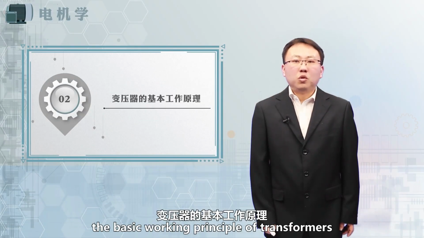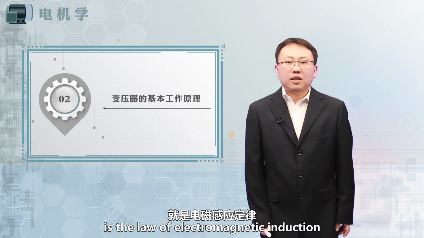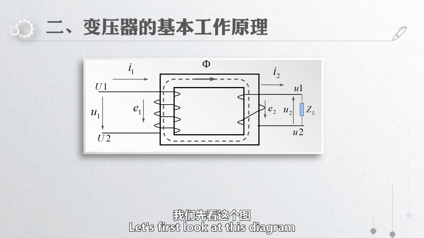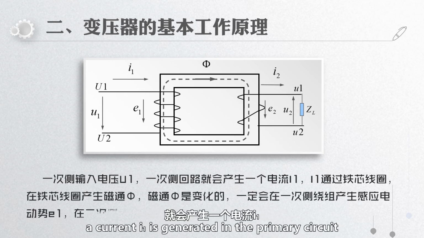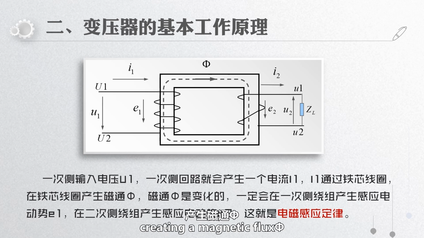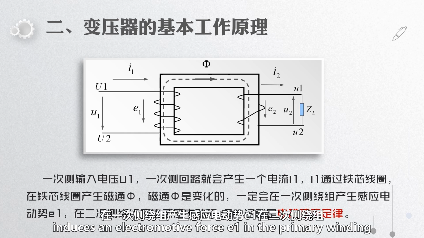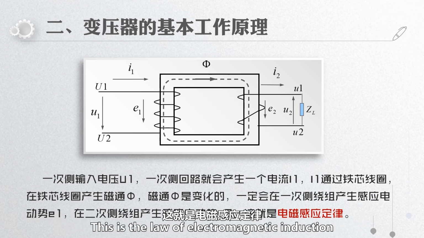Next, let's look at the basic working principle of transformers. This principle is the law of electromagnetic induction. Let's first look at this diagram. When voltage U1 is applied to the primary side, a current I1 is generated in the primary circuit. I1 flows through the coil around the iron core, creating a magnetic flux phi. The changing magnetic flux phi induces an electromotive force E1 in the primary winding and an electromotive force E2 in the secondary winding. This is the law of electromagnetic induction.